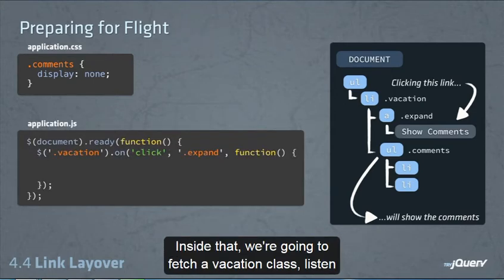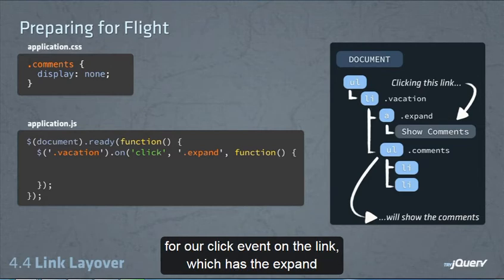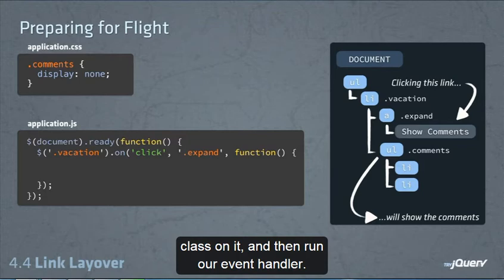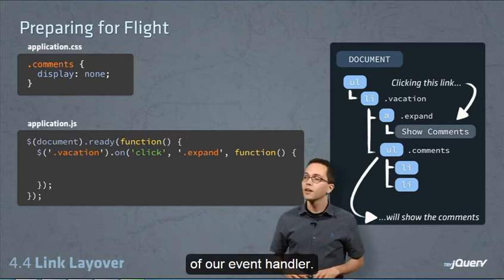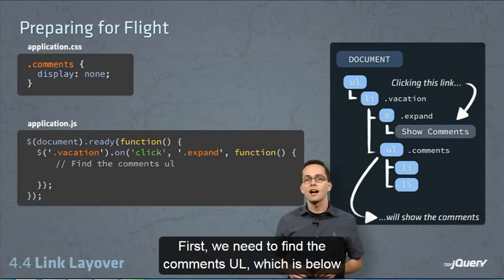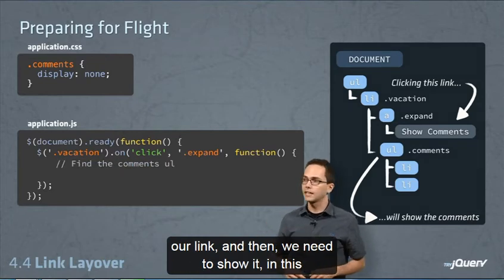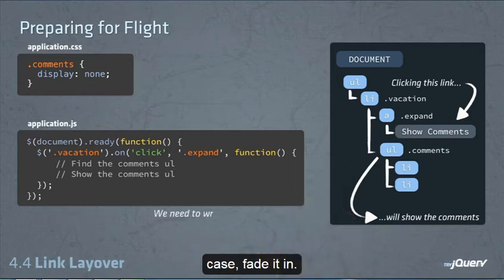Inside of our application.js, we have our document ready. Inside that, we're going to fetch the vacation class, listen for a click event on the link, which has the expand class on it, and then run our event handler. There's two things we need to do inside of our event handler. First, we need to find the comments UL, which is below our link, and then we need to show it, or in this case, fade it in.